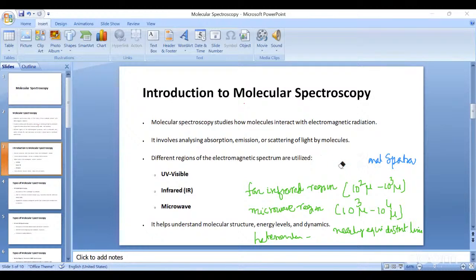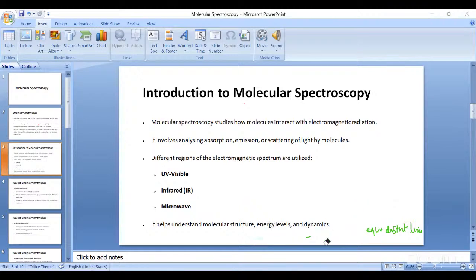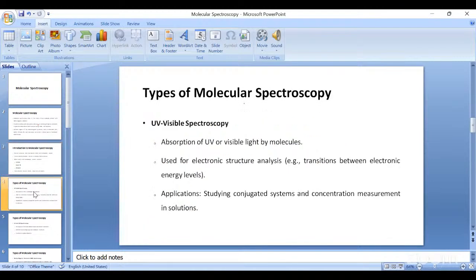If you see the classification of molecular spectra in depth, here we see different types of molecular spectra. We have UV visible spectroscopy, as already discussed. In UV visible spectroscopy, the absorption of UV or visible light takes place by the molecules. In this case, the transition can occur between the electronic energy levels.